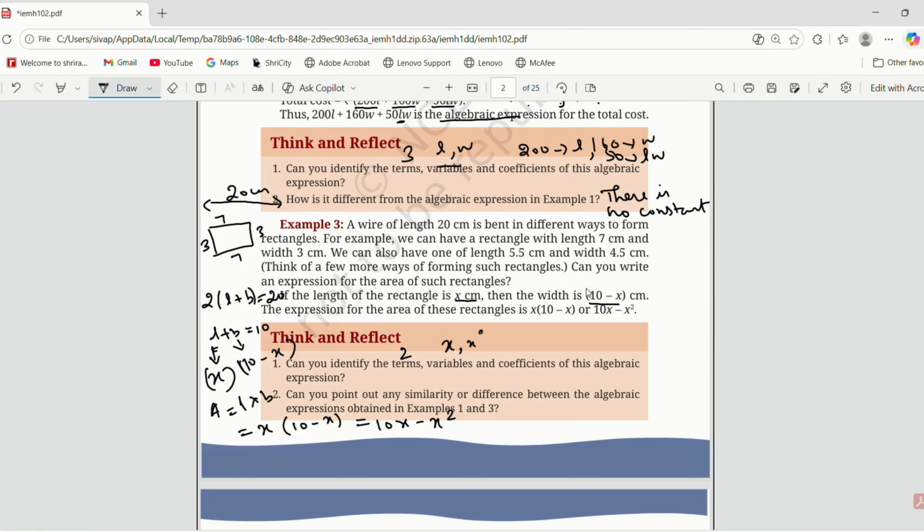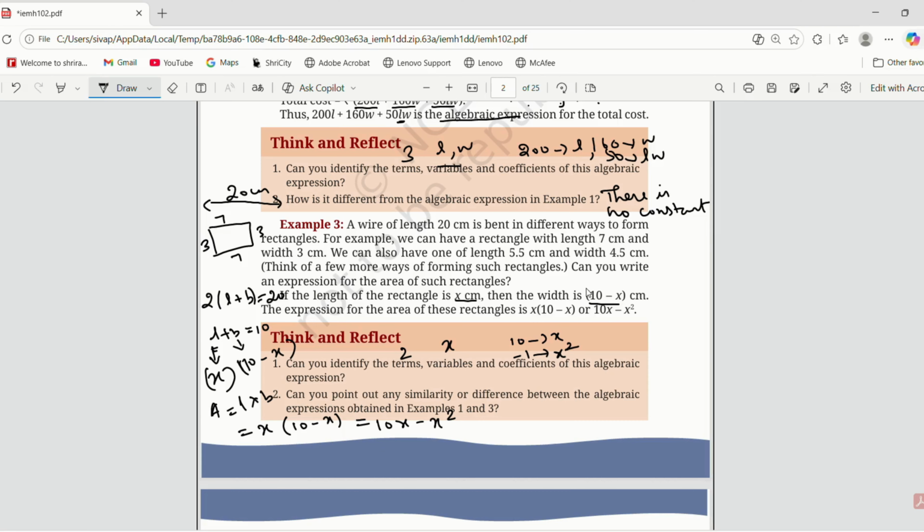x and x square are the variables, and moreover, no, x square is not a variable, the variable is only x. Okay, x square is a term; we have an x term and an x square term. The coefficient of x is 10 and the coefficient of x square is -1 in this algebraic expression.